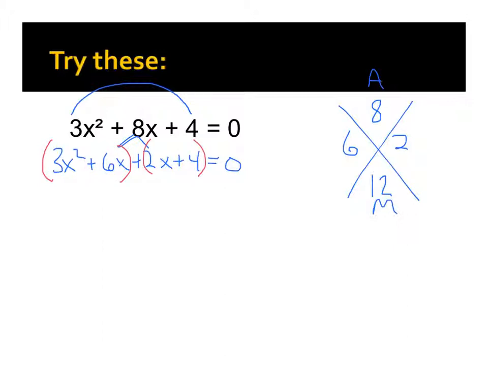Now I'm going to factor out my GCF. I have 3x times, well, 3x squared divided by 3x is left. I'm left with x plus 6x divided by 3x. I'm left with 2. Then I'm going to factor out a 2 here, and I'm left with x plus 2 inside the parentheses. Oh, this is good, though.